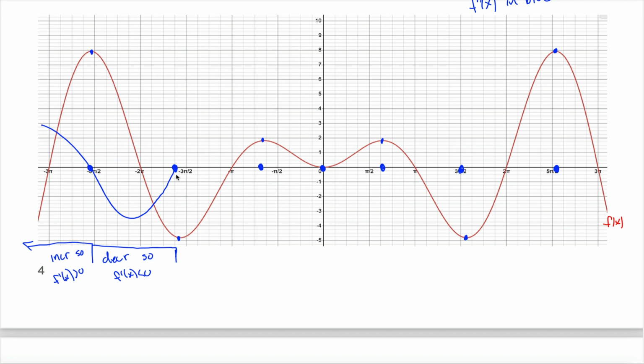What about my next interval from this critical value to this critical value? Well, the hiker's going uphill, the graph is increasing, so my first derivative is positive again.